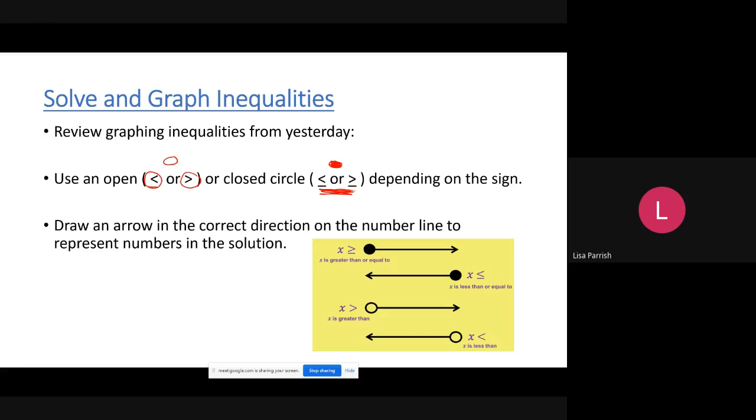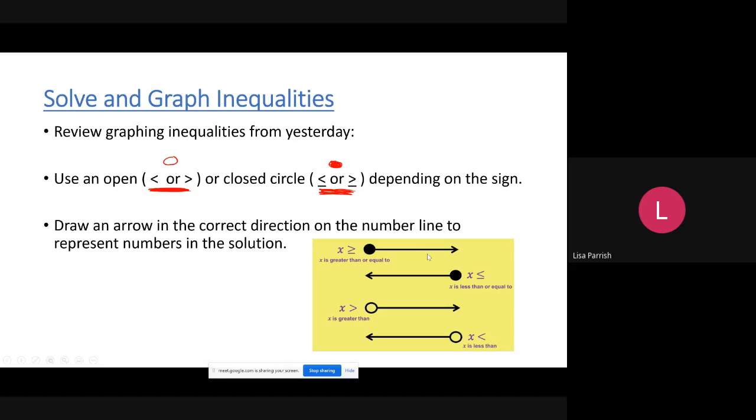Now, the first thing we want to look at when we're graphing is the symbol. Does it have the equal to bar under it or not? Okay, let me erase those little circles. I think that's confusing us a little bit. So you want to look at the sign. Remember, if it does not have the equal to bar under your greater than or less than, you have an open circle. If it has the little equal to bar underneath, you close it in, you color it in. Then you draw the arrow in the correct direction on the number line to represent the numbers in the solution.